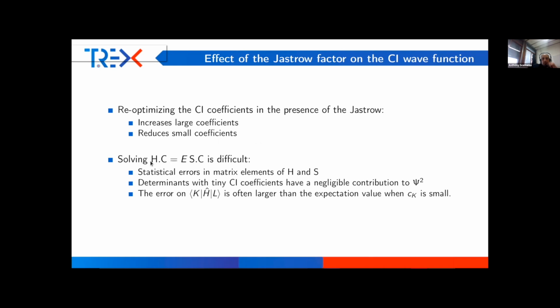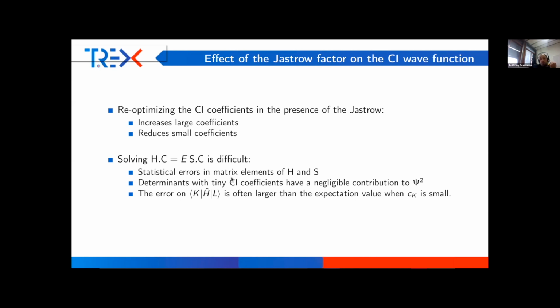And as I said before, solving the Schrödinger equation here is more difficult in QMC than with deterministic methods, because here you need to sample the overlap between the determinants, because your basis is no longer orthonormal. Also, you have to keep in mind that these matrices H and S have to be sampled, so they have statistical errors in the matrix elements, and so you will have noise when you try to solve this equation.